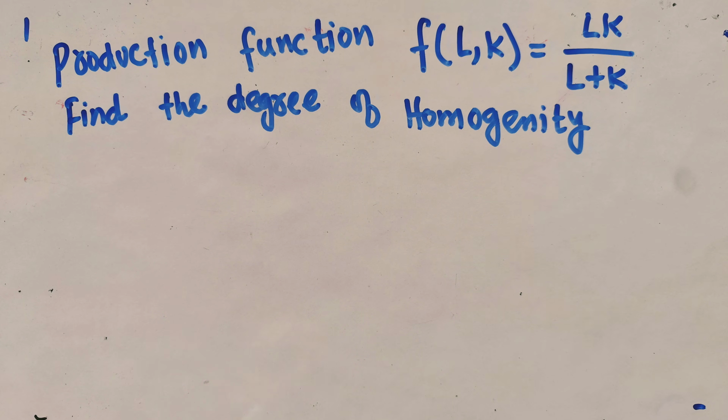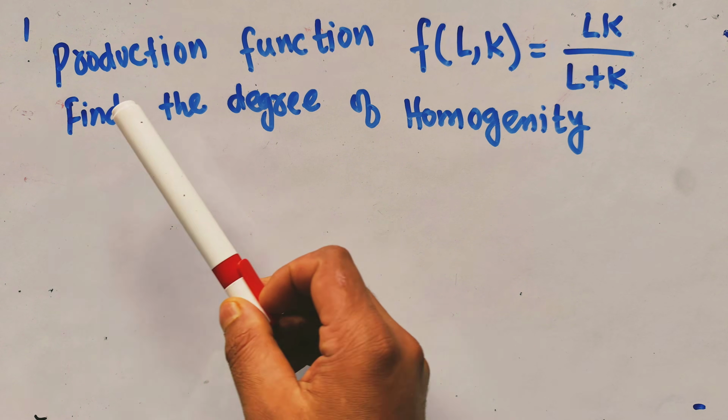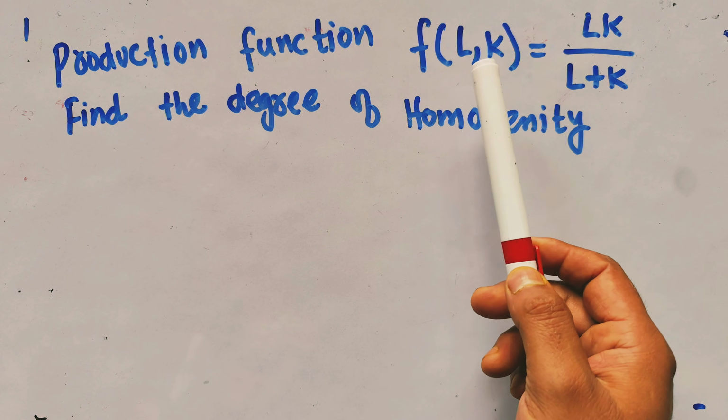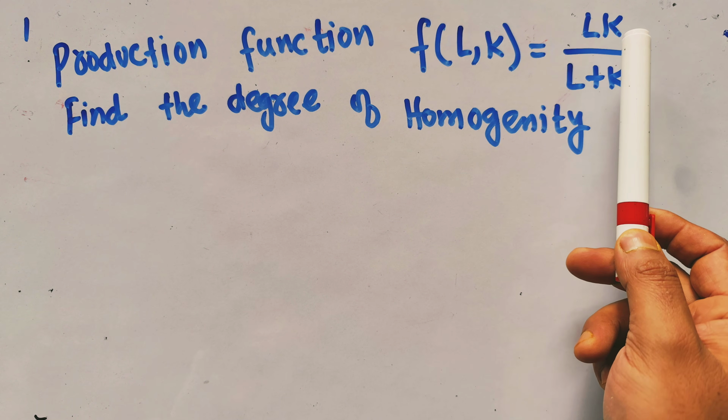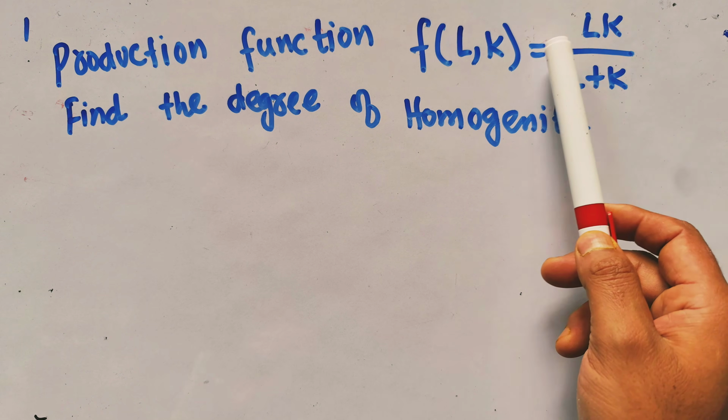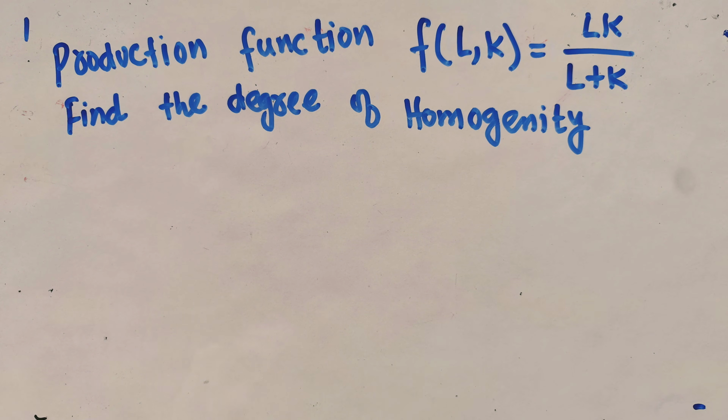In the UGC NET Economics paper of August 2024, the question is: if the production function is f(L, K) = L times K divided by L plus K, where L and K denote the units of labor and capital, we have to find the degree of homogeneity for this production function. First, we should know what is meant by the production function and what is meant by the homogeneous function.